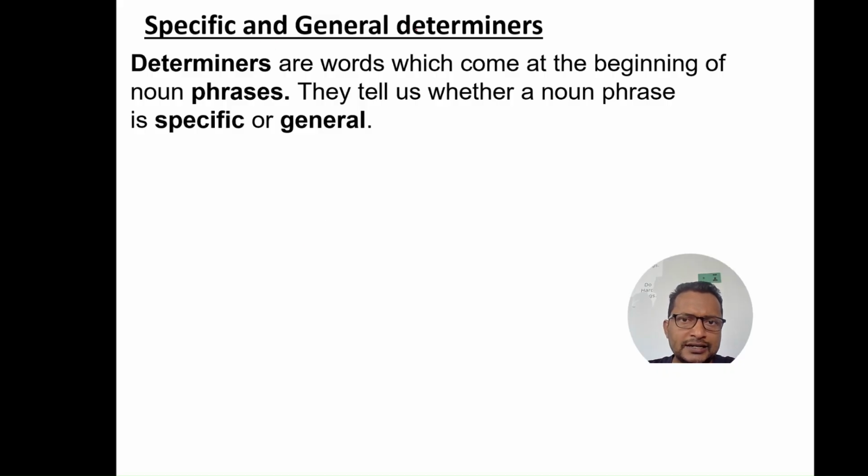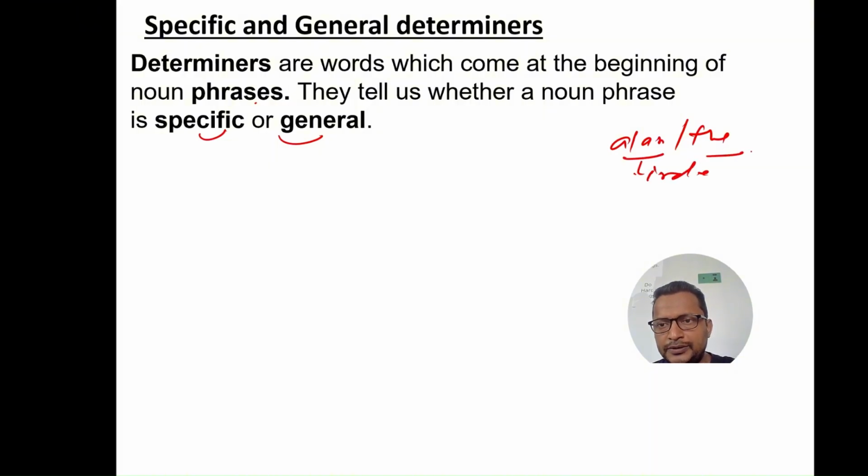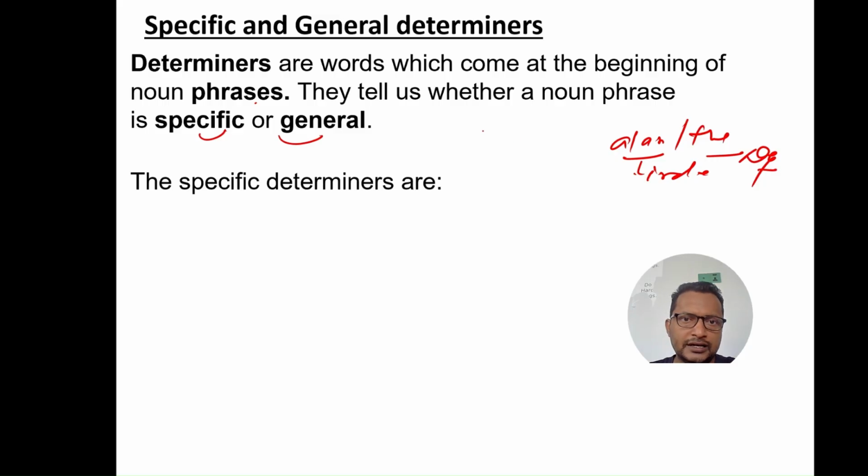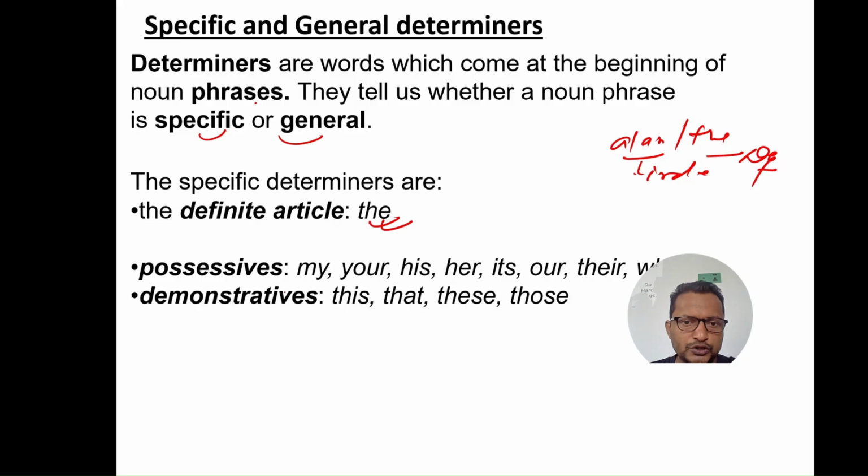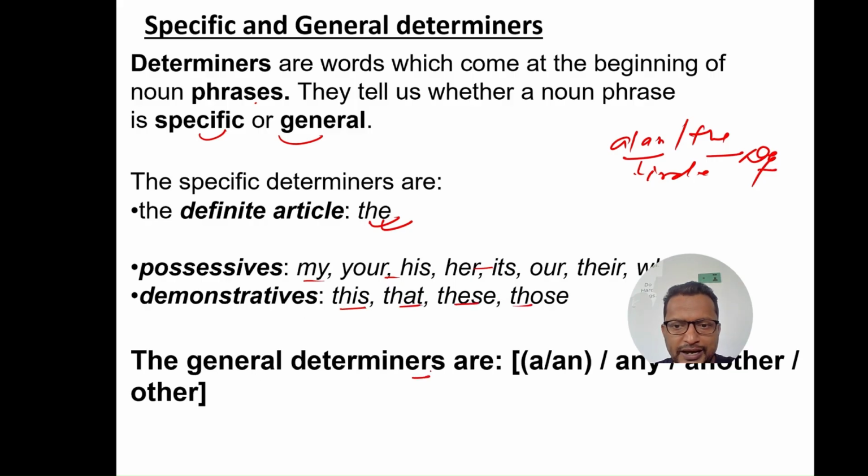So what are determiners? Determiners are the words which come at the beginning of a noun phrase. They tell us whether a noun phrase is specific or general. Remember our articles, right? A, an, and the. There are three articles. A and an are indefinite articles. The is the definite article. Similarly, here the specific determiners are the, then possessives: my, your, his, her, something like that, right? Demonstratives are this, that, these, those. And then the general determiners are a or an.